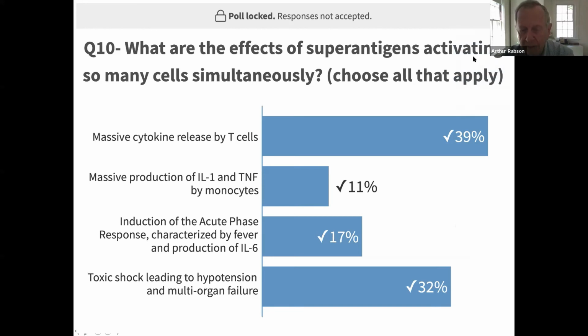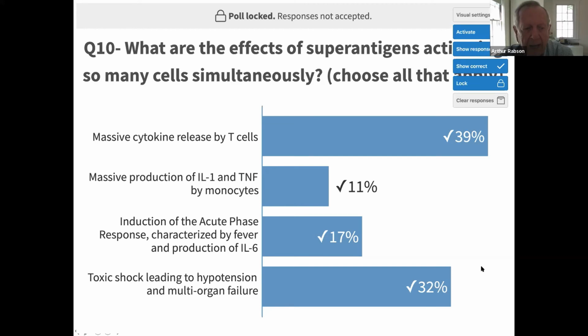Now, that will also happen because remember, antigen-presenting cells include monocytes, macrophages, and dendritic cells. Induction of the acute phase response characterized by fever and production of IL-6, and that is also correct because once again, antigen presenting cells are also activated.